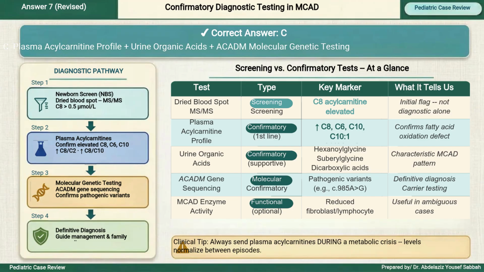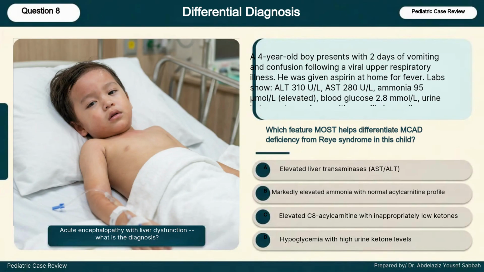Enzyme activity assay in fibroblasts or lymphocytes is optional and useful only in ambiguous cases. Case 8. A 4-year-old boy presents with 2 days of vomiting and confusion following a viral upper respiratory illness. He was given aspirin at home for fever.